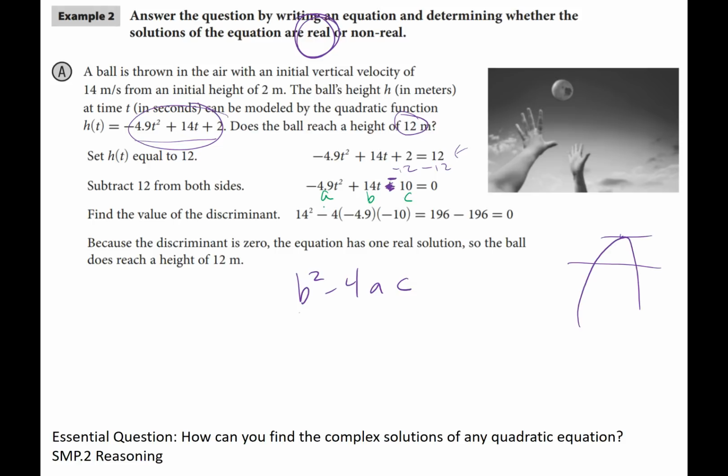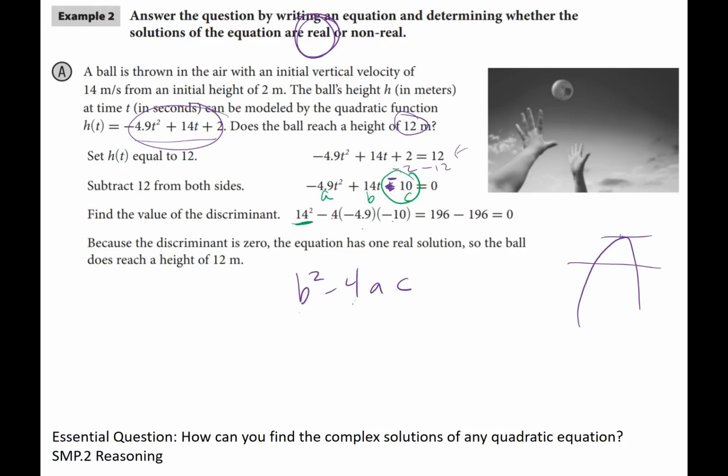All right, so they put in the b squared. So 14 squared, I agree with that. Minus 4 from the formula. A was the negative 4.9. And interestingly enough, they actually used the negative 10. So the sign is correct here. It was incorrect in that line right there.